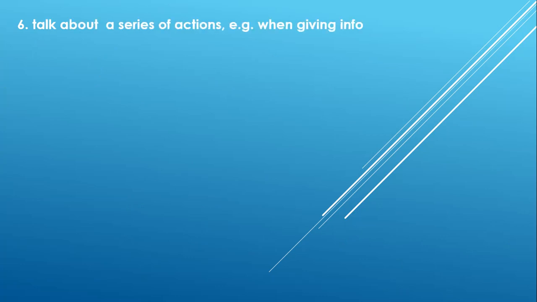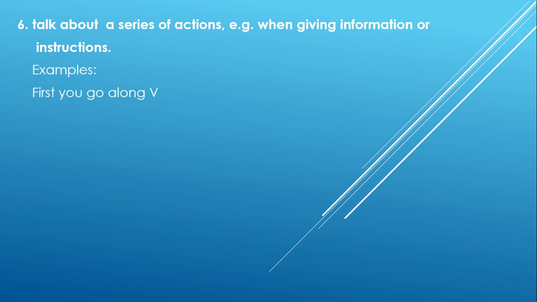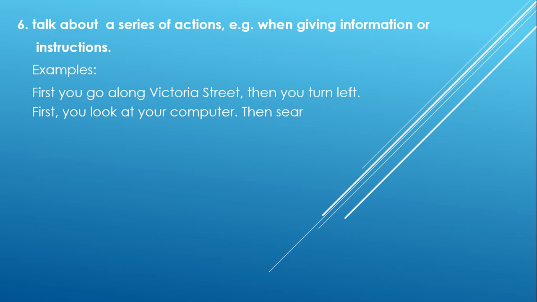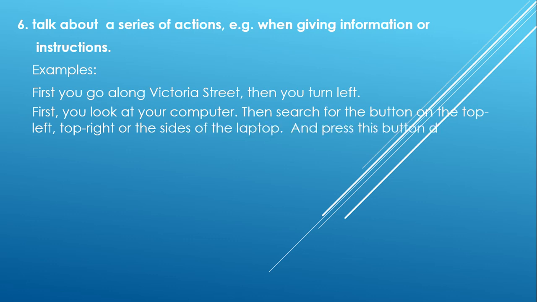The sixth usage of the simple present is to talk about a series of actions, for example, when giving information or instruction. For example, first you go along Victoria Street, then you turn left. First you look at your computer, then search for the buttons on the top left, top right, or the sides of the laptop, and press this button down once with a firm pressure, but not too hard.